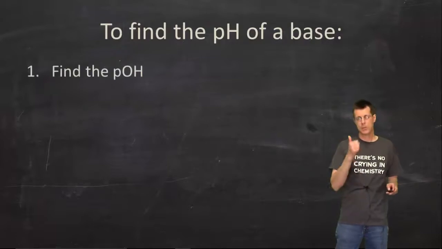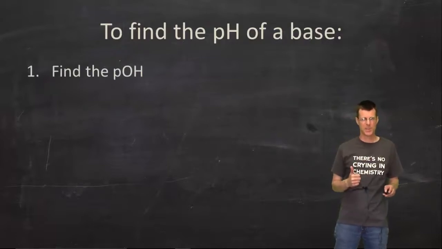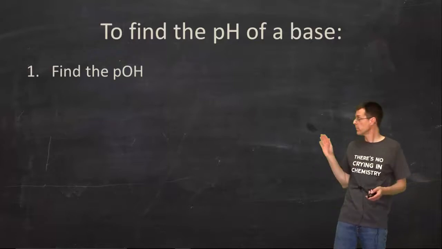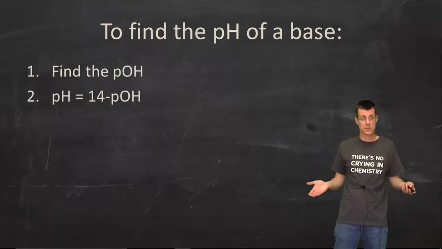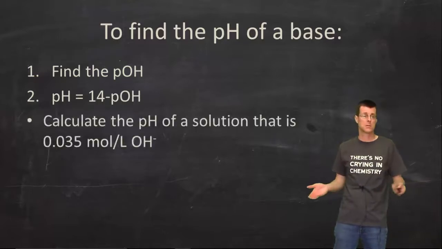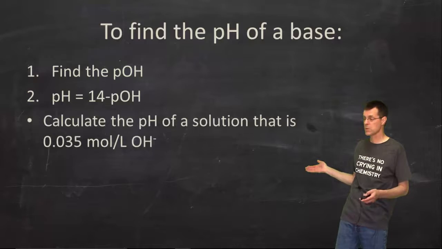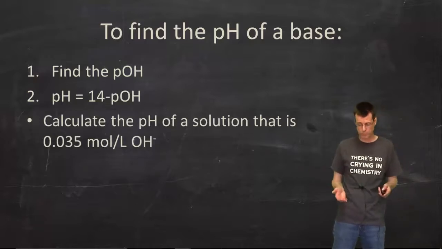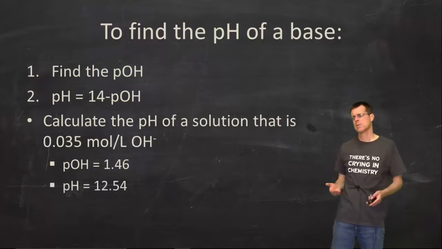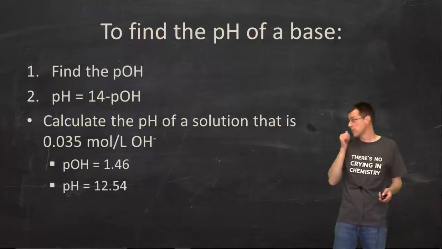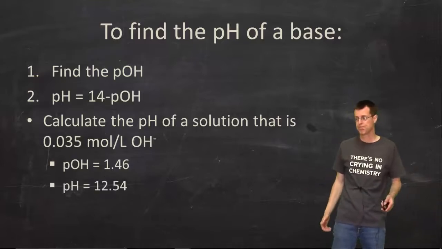Okay, what if I want to start with a base? Easy. I'm going to find the pOH of that base. I guess first I have to find the concentration, but if it's a strong base, that's easy. Find the concentration, find the pOH rather, and then do 14, subtract the pOH, and I get the pH. Okay, so the question will look something like that. So you can do that, find step 1, do step 2, Bob's your uncle, life is good.